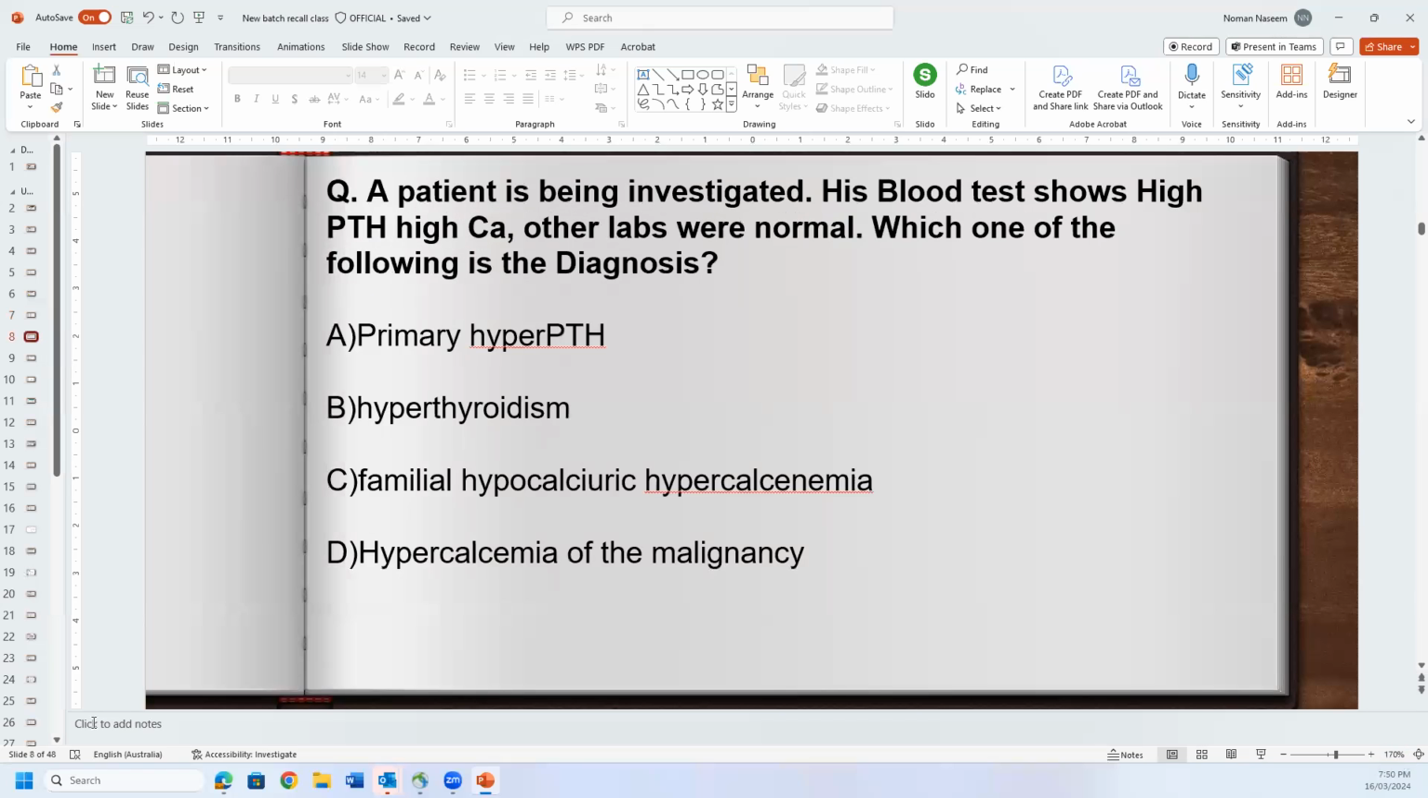All right, next question. This is a bit tricky one. A patient is being investigated. His blood tests show high parathyroid hormone level and high calcium level. Rest of the labs are normal. Which one of the following is the diagnosis? Primary hyperparathyroidism, hyperthyroidism, familial hypocalciuric hypercalcemia, hypercalcemia of the malignancy.